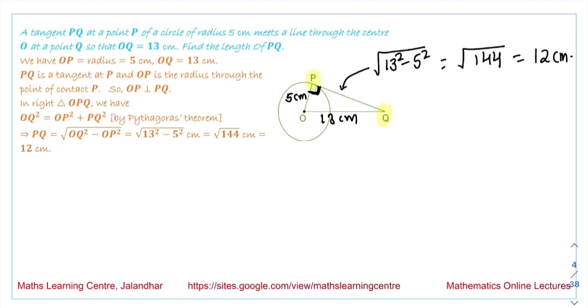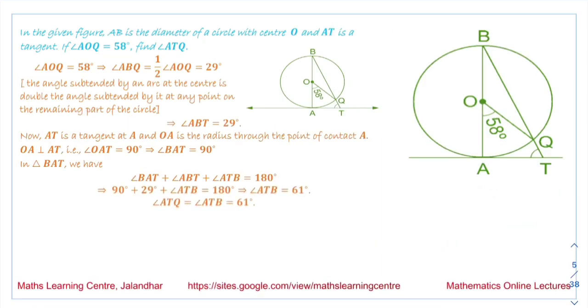Now in the next question, it is given that AB is the diameter of the circle with center at O, and AT is the tangent. This AT line is given to be the tangent, and it is given that angle AOQ, this angle we are talking about, is 58 degree. We have to find the value of the angle ATQ, we have to calculate this angle.